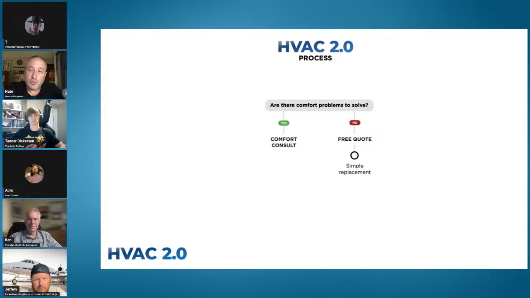So I just wanted to at least give a quick overview of the whole thing. The 2.0 process is based on 2 main questions. The first one is, are there comfort problems to solve? And you help the client figure this out by asking them 4 questions, on a scale of 0 to 10. And if they don't have anything that they want to fix, they're a free quote.